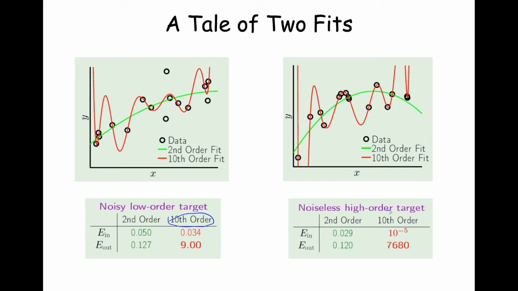So if we look at in-sample error, it's 10 to the minus 5. It's very, very small, far smaller than the second order. But if we look at out-of-sample error, it completely blows up. Over 7,000. That's huge. And again, there is no noise here, but we got a high out-of-sample error. This was because even though the 10th order polynomial can bend and twist and fold quite dramatically, it can't quite keep up with this 50th order noiseless target function. So it behaves the same as if there were noise.